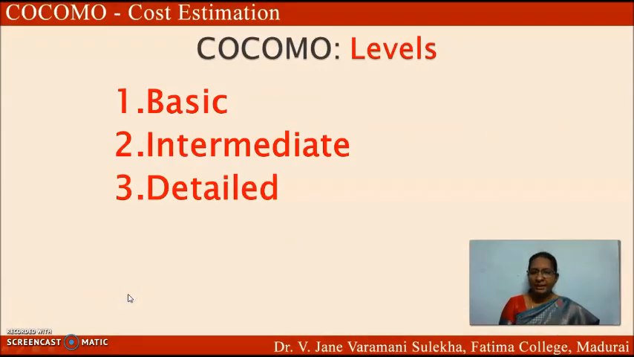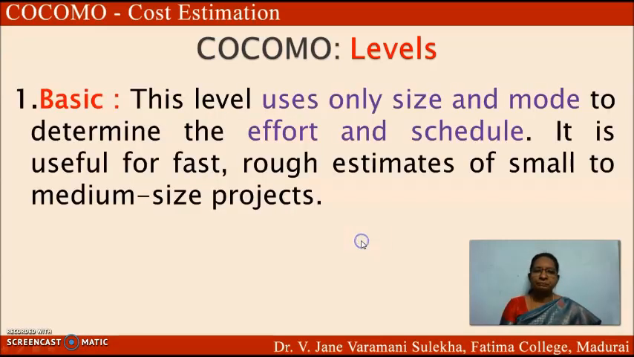We have three levels in COCOMO. First one is basic, second one is intermediate and third one is detailed. In basic level, it uses only size and mode and it determines effort and schedule. It is useful for fast and rough estimates of small to medium size projects. That is, in basic COCOMO, we only use size and mode and we will calculate effort and schedule.